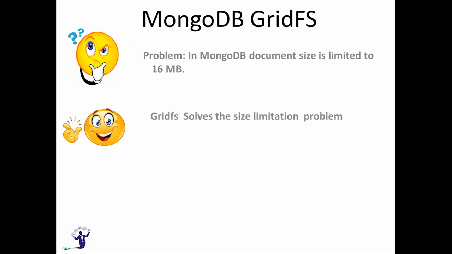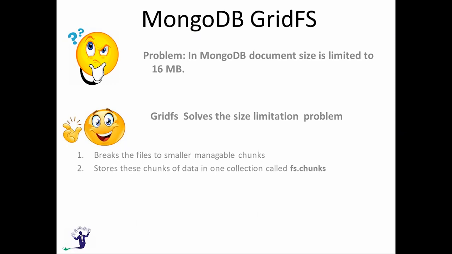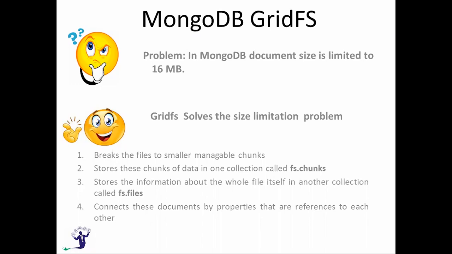GridFS solves the limitation problem. Break it into small parts and then store it. So how? It breaks the file into smaller manageable chunks and stores these chunks of data in one collection called fs.chunks. It stores the information about the whole file itself in another collection called fs.files. I will show you these things practically. Then it connects these documents by properties that reference each other, so it is able to see that all these chunks are of the same file.